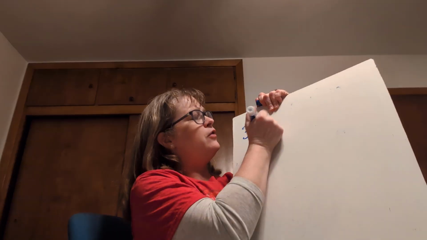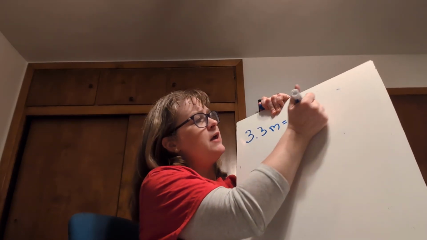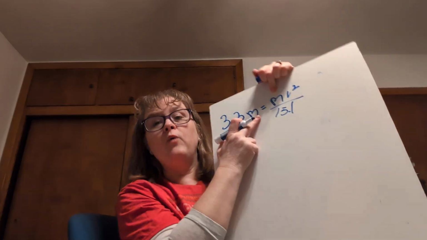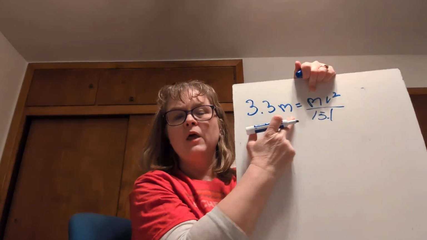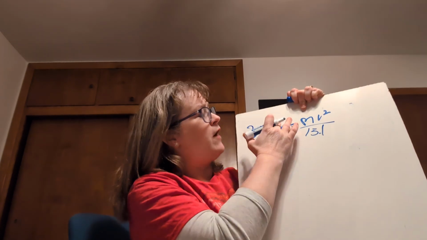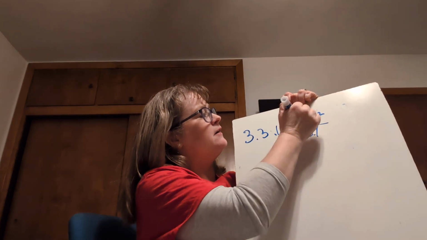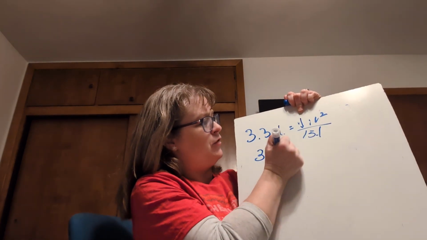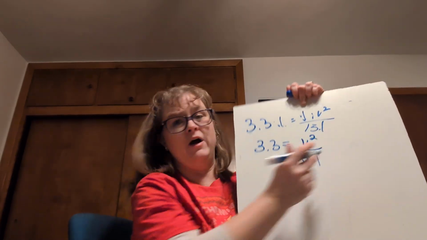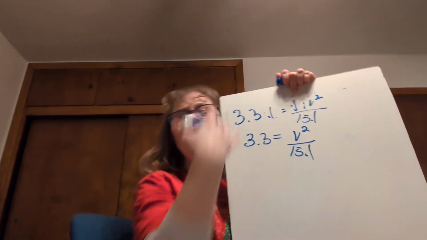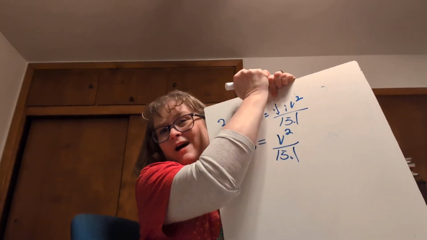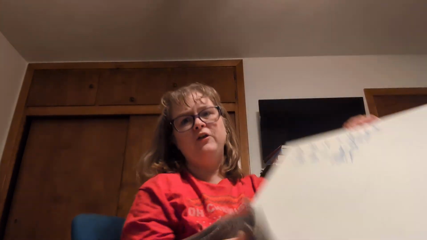Well, we had 3.3 m equals mv squared over 15.1. It wouldn't matter what I put in for this m. The problem would solve exactly the same way. So if I put 1 in for the mass, I would still end up with 3.3 equals v squared over 15.1. If I put 2 in, all my numbers would be doubled. If I put 3 in, that's why it cancels out, like mathematically. So that's just algebra, right?